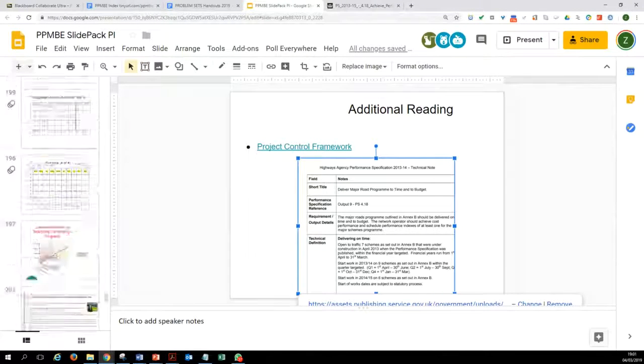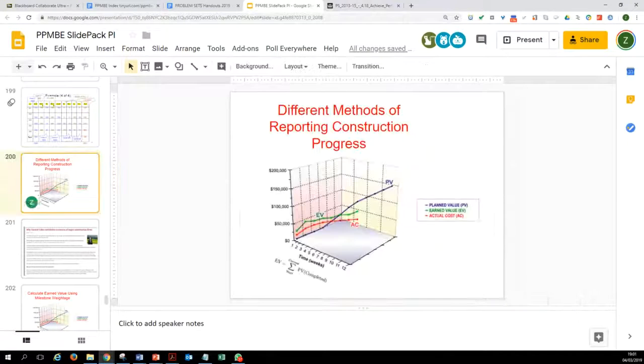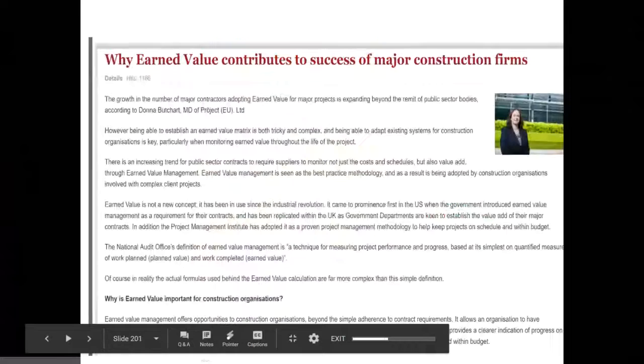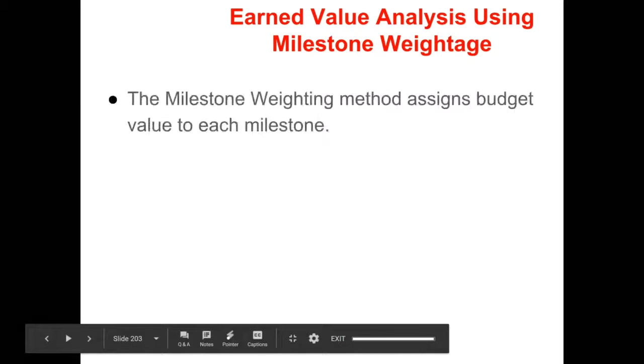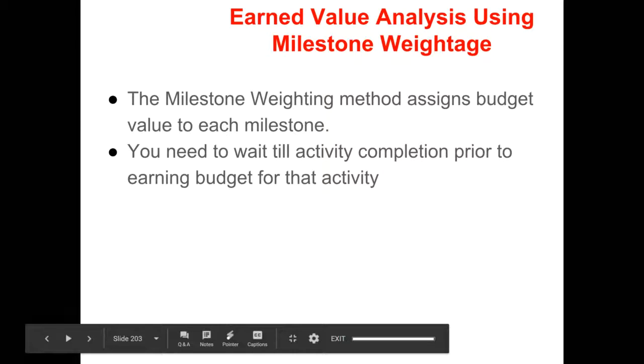I would like to quickly take you through the different methods which are being used for reporting construction progress. The first one is calculating earned value using milestone weightage. Here we give credit to contractors when they complete different milestones. This milestone weighting method assigns budget value to each milestone, and you need to wait until activity completion prior to earning budget for that activity.